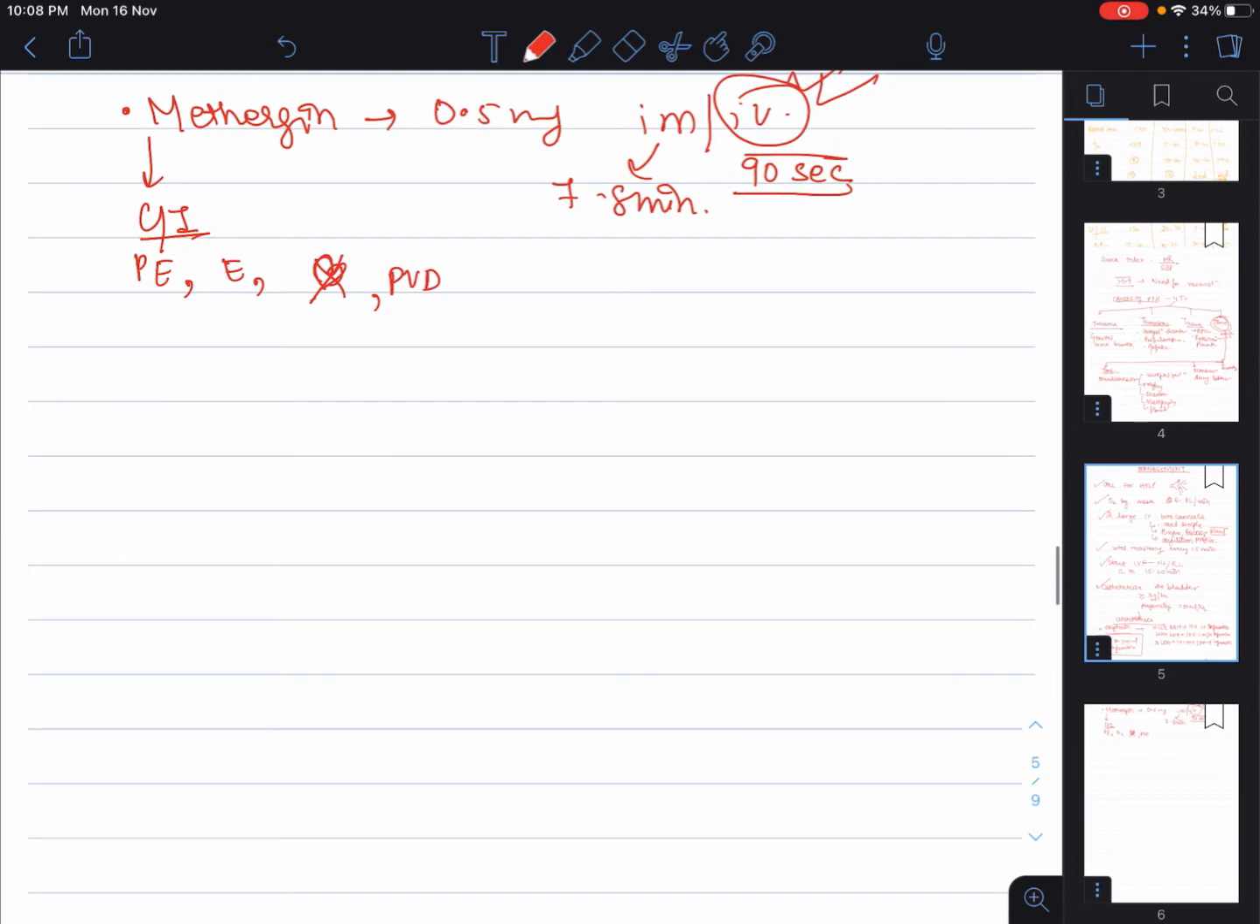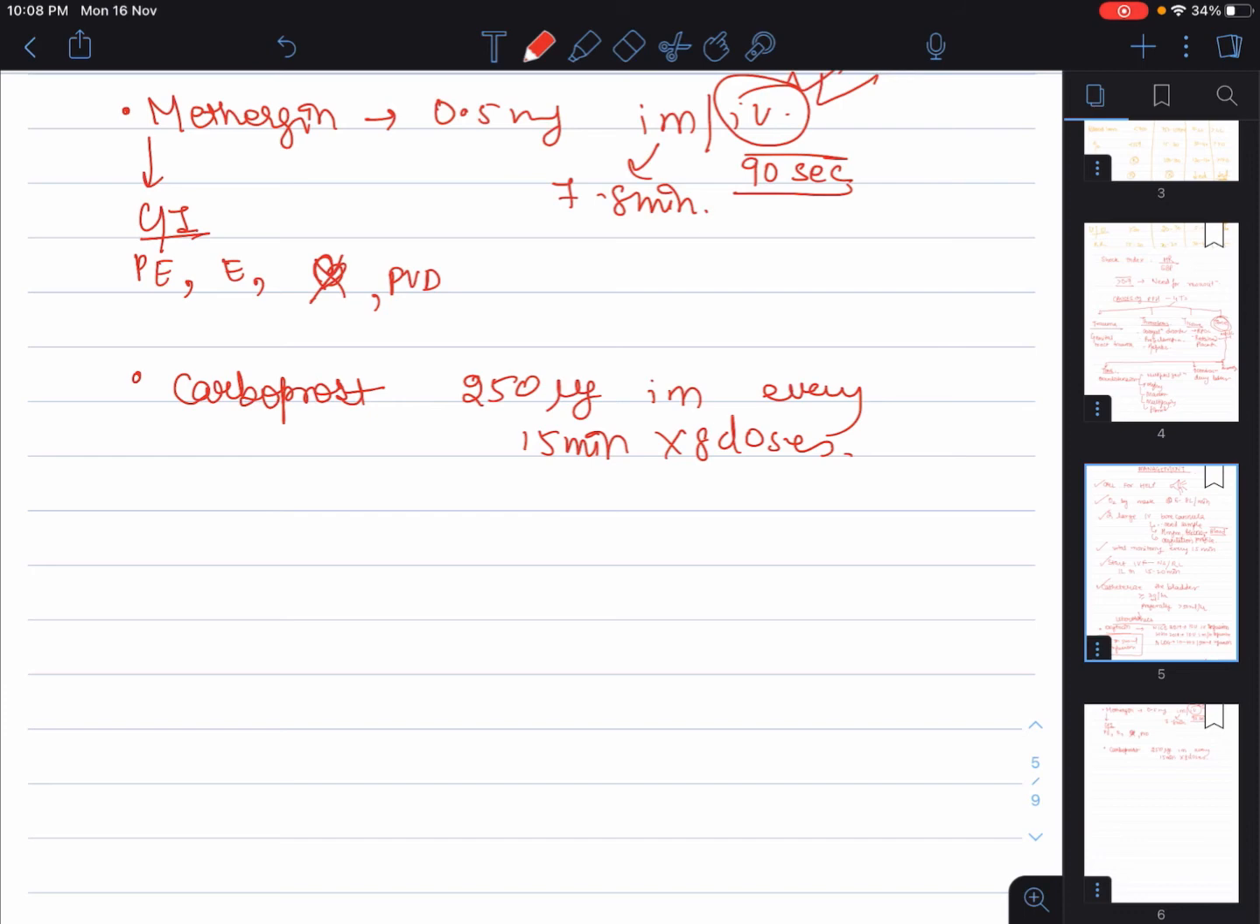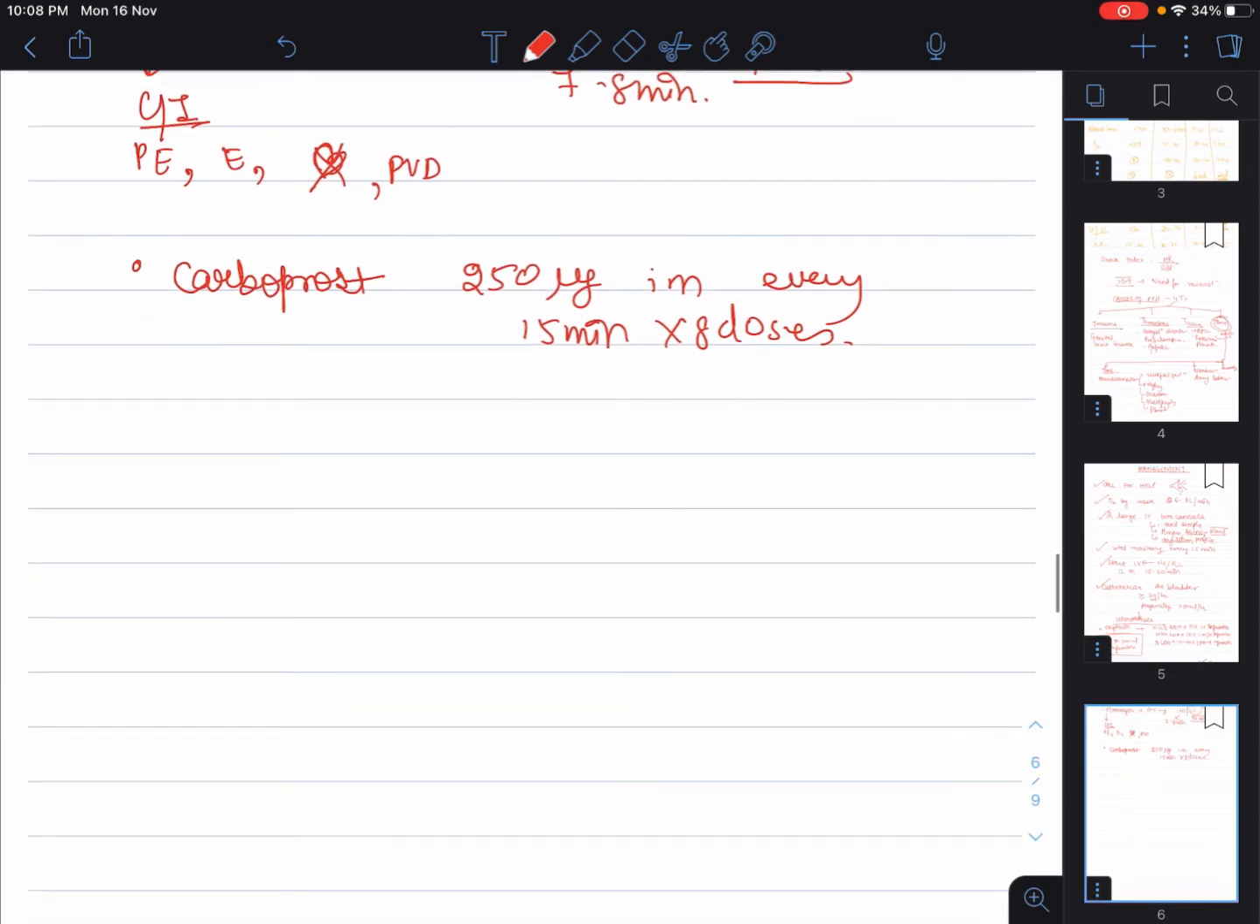Then if this also does not help, or it is contraindicated, you can go for carboprost, right? So carboprost you can give as 250 microgram IM every 15 minutes and up to 8 doses. Okay, so this is carboprost. And finally, another drug that can be given is carbetocin, that is 100 microgram IV.